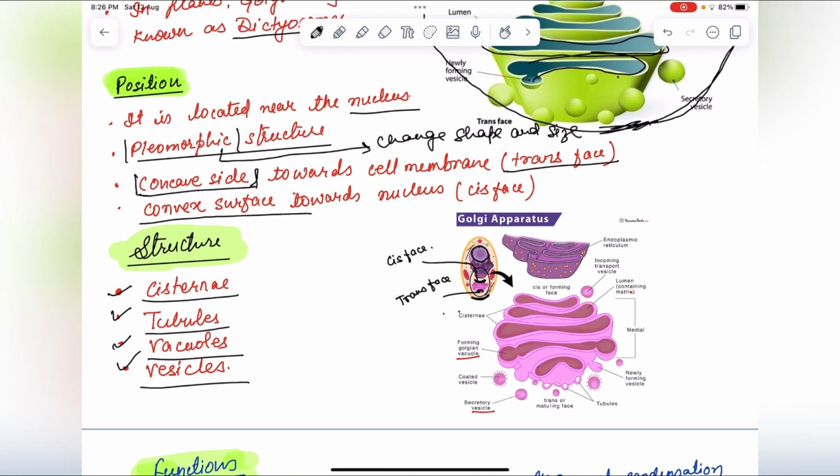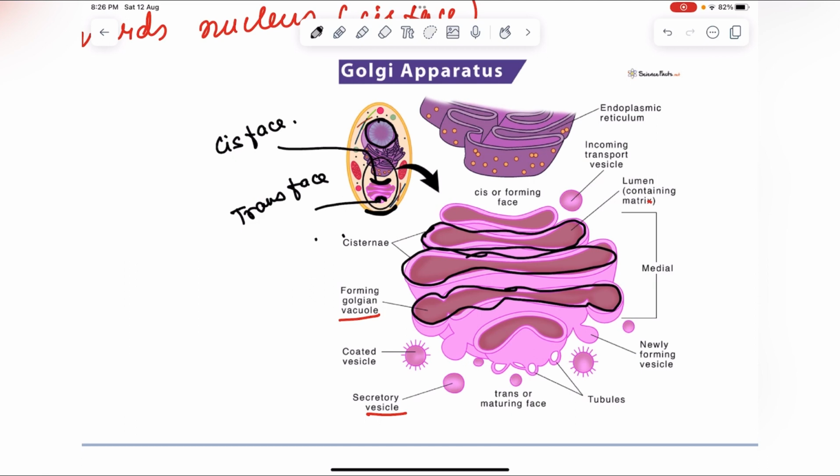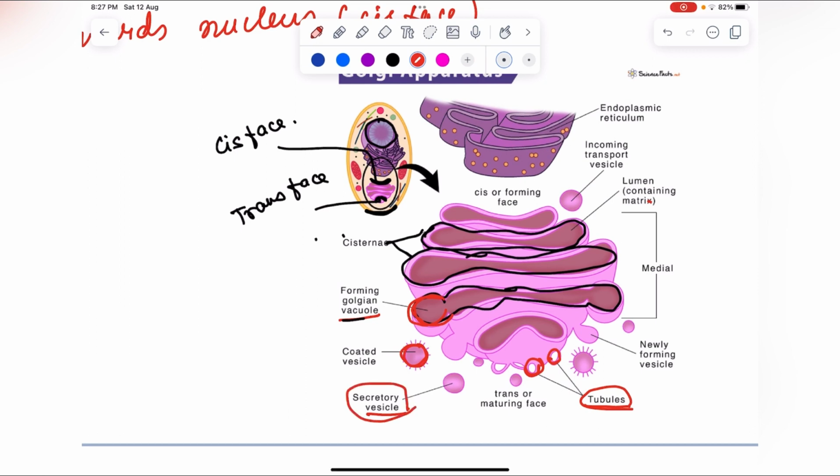In this structure we will see the Golgi apparatus. The cisternae are arranged in stacks. So these are the cisternae, and these are vacuoles. These are vesicles, and these are tubules. These are the 4 components of the Golgi apparatus.